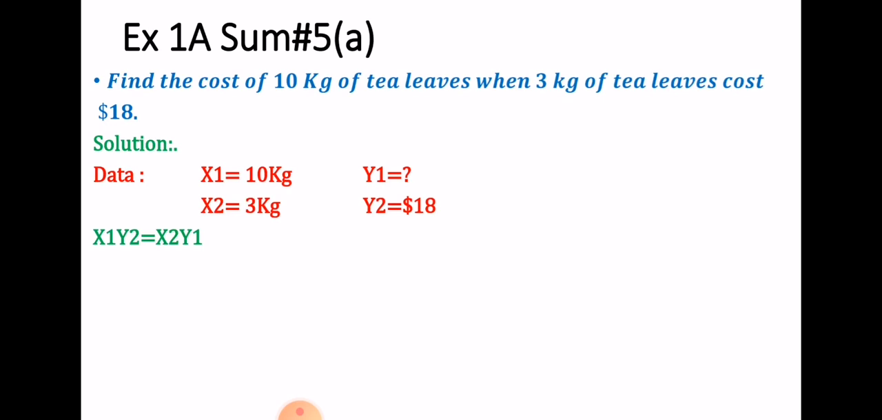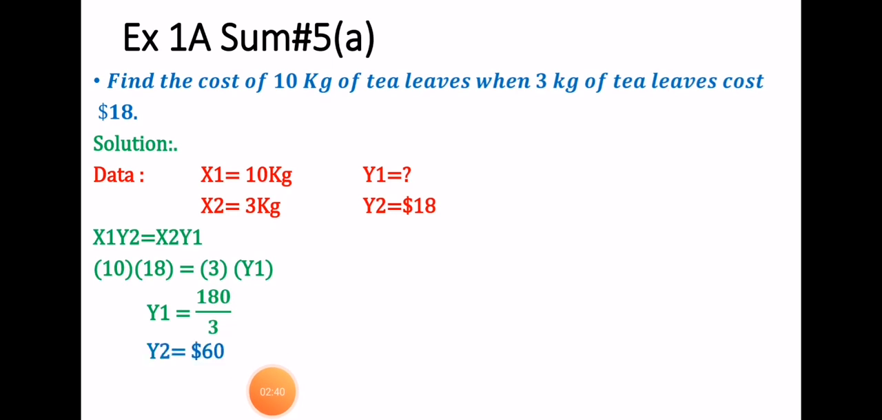So using the formula x1 y2 is equal to x2 y1, I have explained this in practice no 1 and practice no 2. So substituting the values, x1 is 10, y2 is 18, x2 is 3, y1 you have to find. So 10 multiplied by 18, that is equal to 180, and as 3 is being multiplied on y1, it will be divided on the other hand side, 180 divided by 3, so that is equal to $60. So if 3 kg of leaves cost $18, then 10 kg of leaves would cost $60.